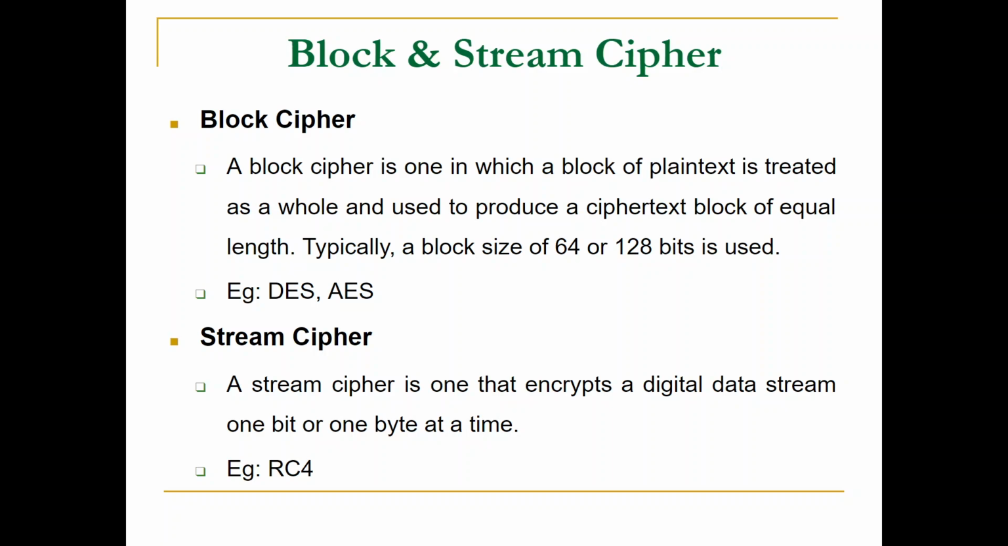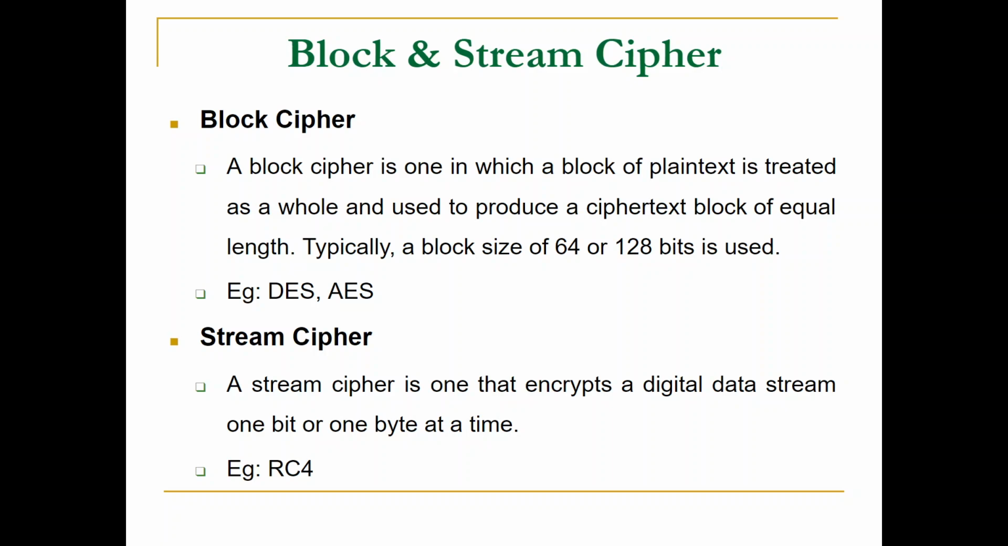Now let us discuss block cipher and stream cipher. A block cipher is one in which a block of plaintext is treated as a whole and used to produce a ciphertext block of equal length. As I said, a typical block size would be 64-bit or 128-bit.